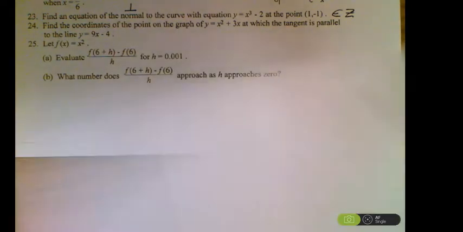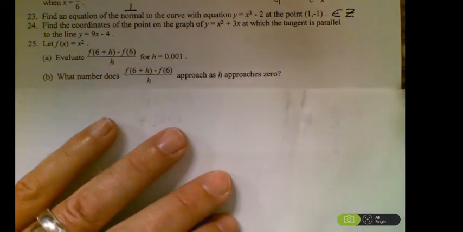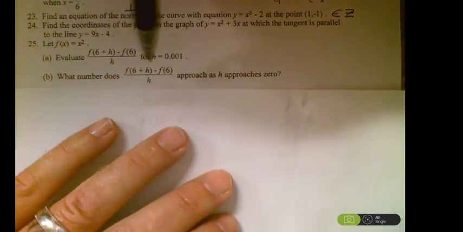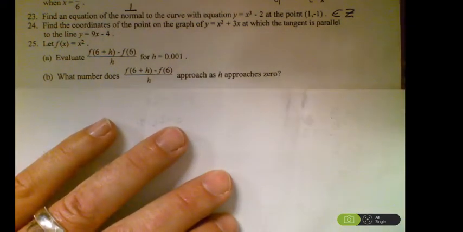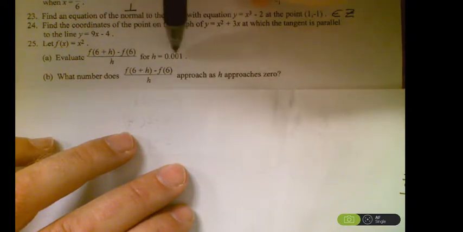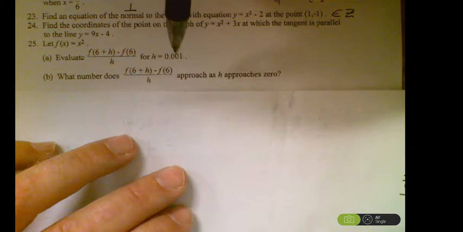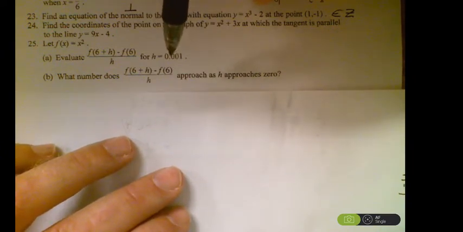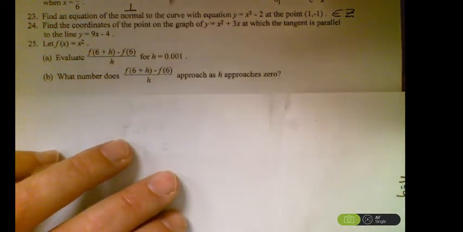So moving on to 25. Starting off with a function given there, we're using something called the first principles method on this. On 25, evaluate for where h is. You can see this is approaching 0. It's getting super small. So it's like, what's the value that we're using to get this if h is approaching 0?